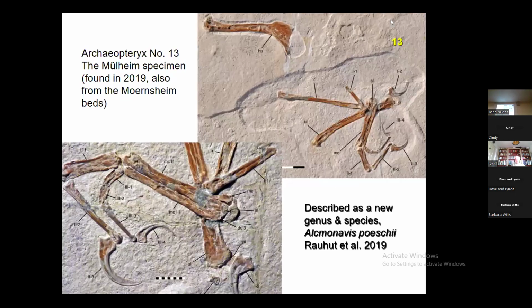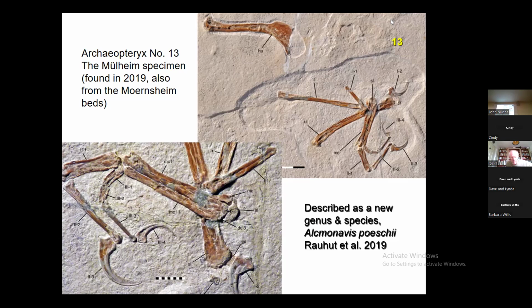And then number 13, this also came from the higher Mearnsheim beds, about 500,000 years younger. Janet, you'll remember when we were in the quarry, the German television was doing the press release on the discovery of this in 2019. I was there with the OUGS. And that was described and published as a new genus and species, Alcmonavis boerschii. And again, this has some adaptations towards better flight.